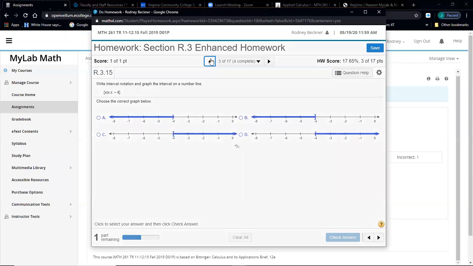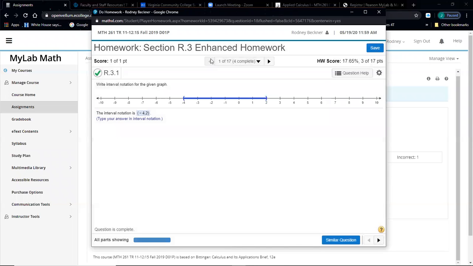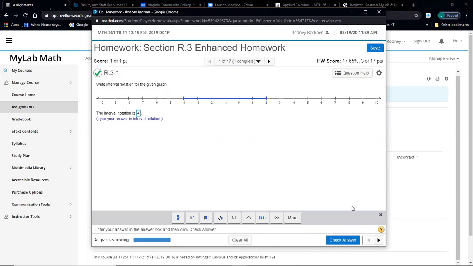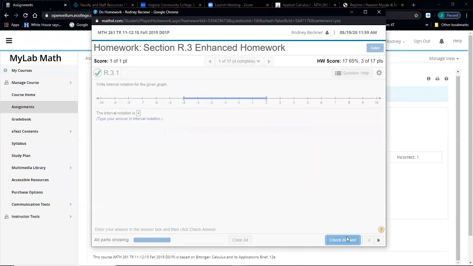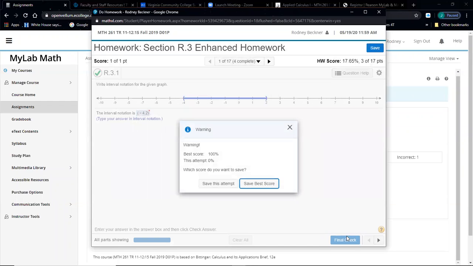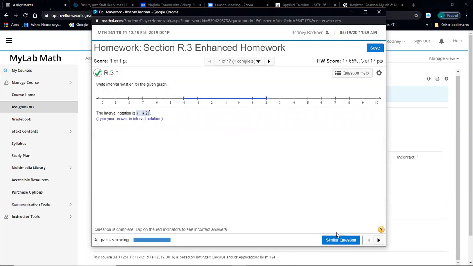So let me go back to one that does have it and show you what would have happened. So let's hit similar question. It actually gave me the exact same numbers. That's funny. All right. Save best score. Make sure you do that if you redo questions. Hit similar question. There we go. Now I got different numbers.